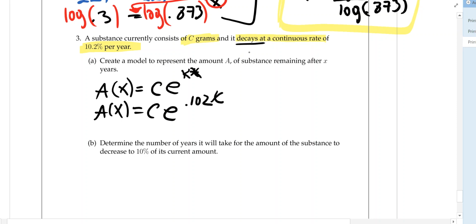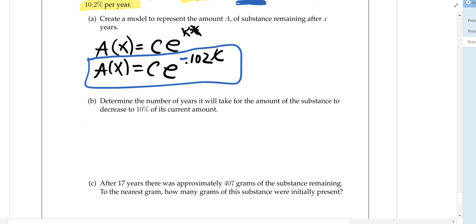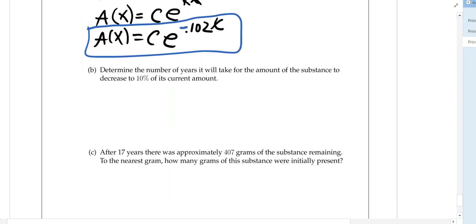But since it's decay, we have to put negative. Okay, so this is the formula we're going to work with: C times e to the negative 0.102x. To answer the other questions now, determine the number of years it will take for the amount of substance to decrease to 10% of its current amount.